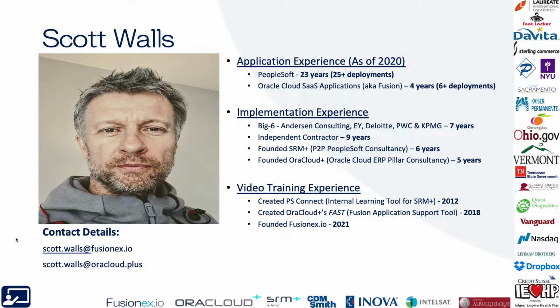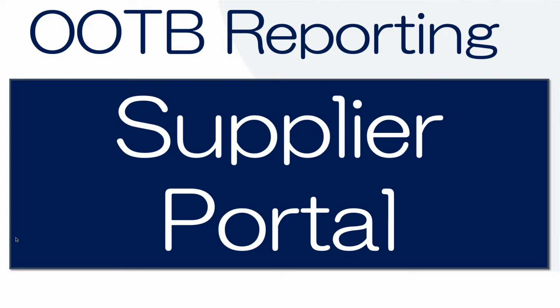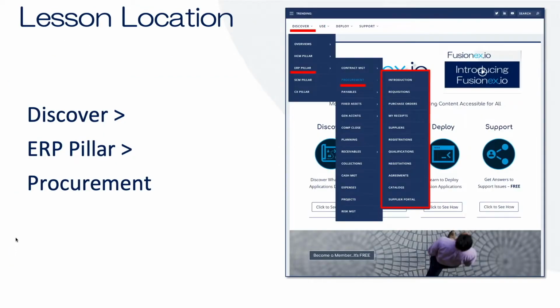In this lesson, I'm going to show you the out-of-the-box reporting options for suppliers on the Supplier portal. Please note that this lesson is part of the Discover Procurement course. The Discover Procurement course can be found under the Discover menu option at www.fusionx.io. To access this course, select the ERP pillar, then Procurement menu options like you see here in the image.